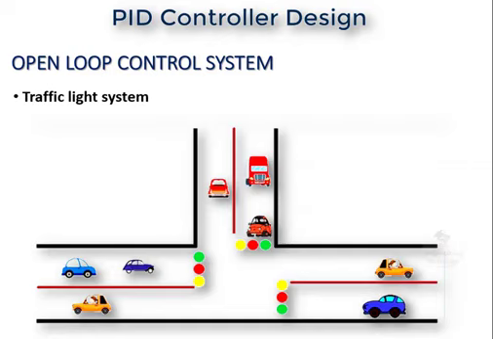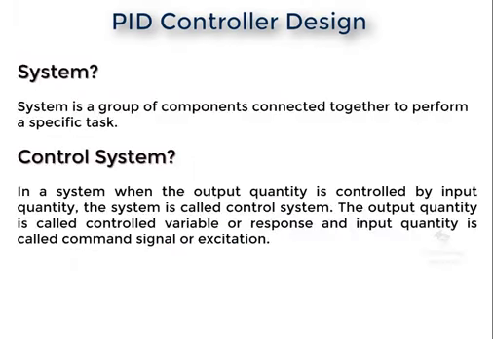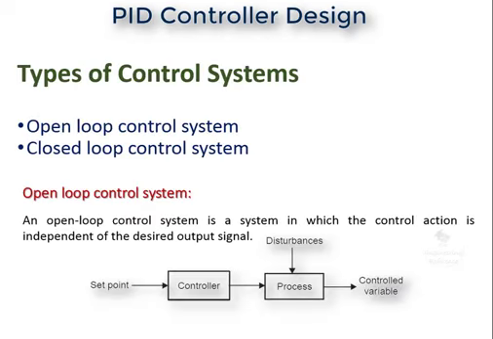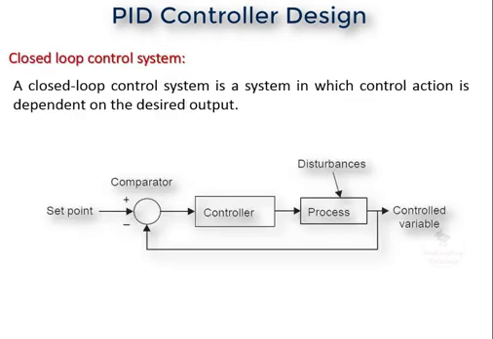What is my ultimate aim? To reduce the people density. But because of our poor control actions, the density may increase. Which means we are taking some control actions, but not based upon the feedback. So the traffic light control system is a good example of an open loop control system. Okay. So we have studied system and we have come to control system. In control system, we have classified two types, open loop system and closed loop system.